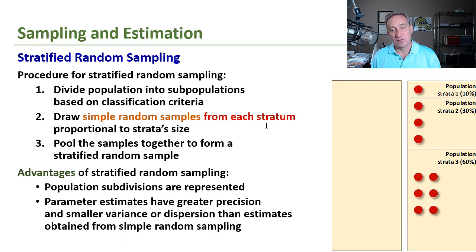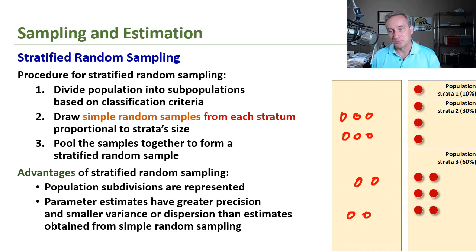So in stratified random sampling, if we imagine here the first rectangle is a population, and say our sample size is going to be 10, we may take the population, and a simple random sample would be to draw 10, 1, 2, 3, 4, 5, 6, 7, 8, 9, 10, from the population randomly. However, we could also do stratified random sampling. So here we divide the population into subpopulations based on some classification.